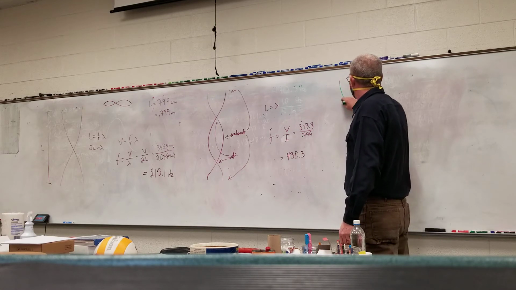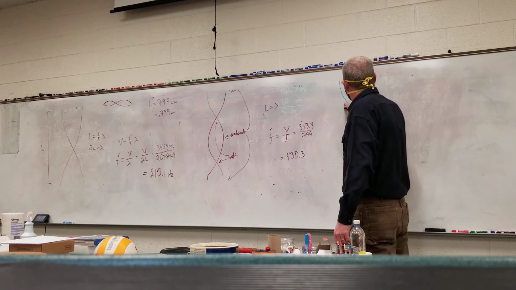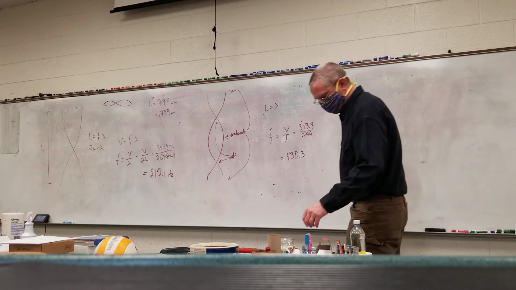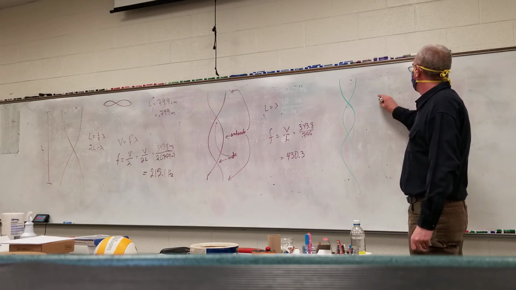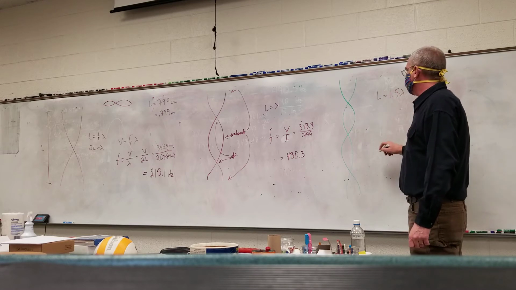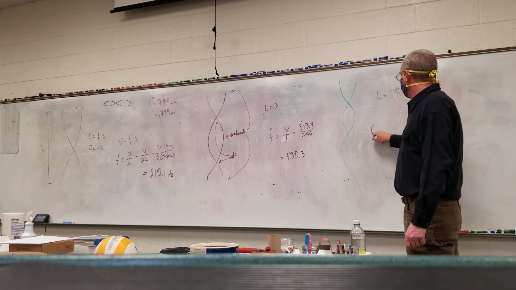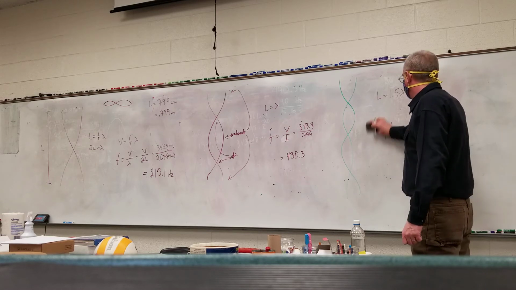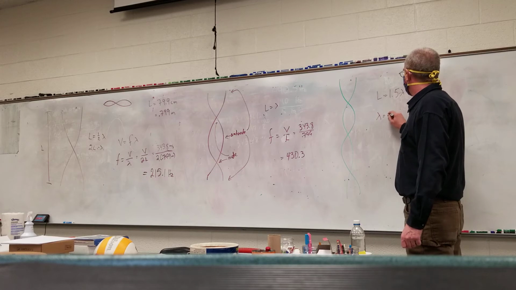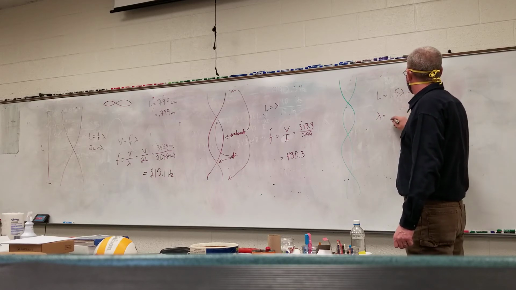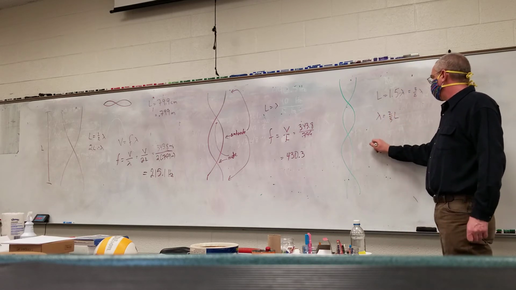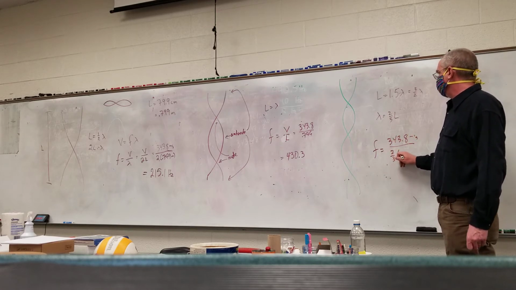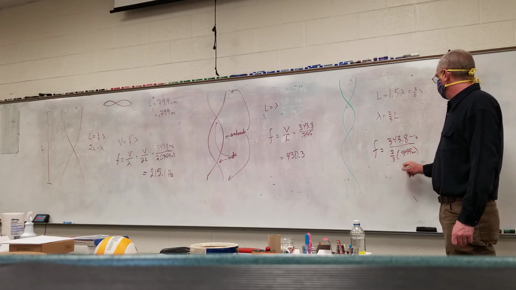So if we drew it, that's probably where I would have gotten that. I think I realize it now. So 1.5 wavelengths, and so the frequency is the speed over 1.5. Therefore, 3 halves lambda is L, so the wavelength is 2/3 L. And so the frequency is 343.8 meters per second, divided by 2/3 of 0.799 meters.